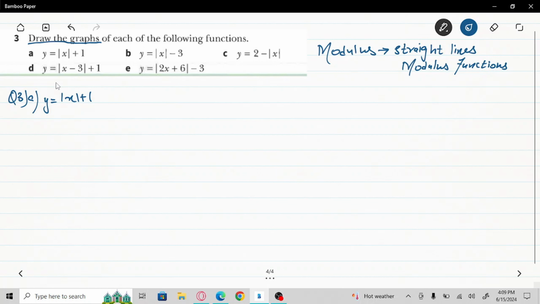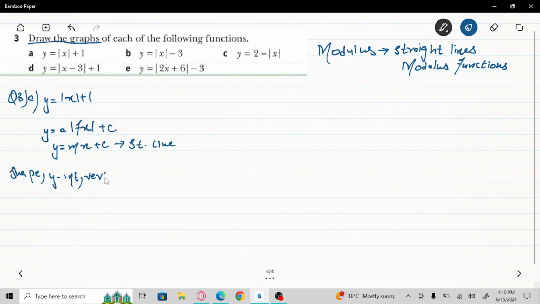The thing is, what is the equation for a modulus function? It is y equals a modulus of f(x) plus c. And the second equation is y equals mx plus c. This is the equation of a straight line. Now before we start, we need to know the shape of the graph, the y-intercept, the vertex, and the gradient of the graph. These are the most basic things we need to know, and I've discussed these in the previous lectures.